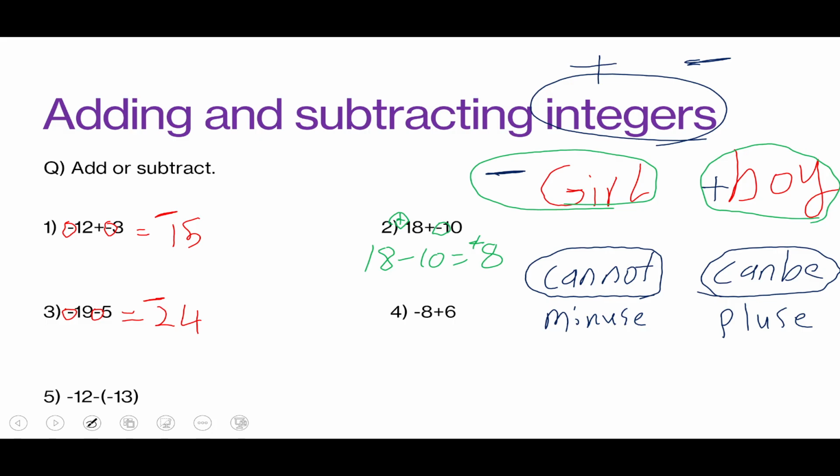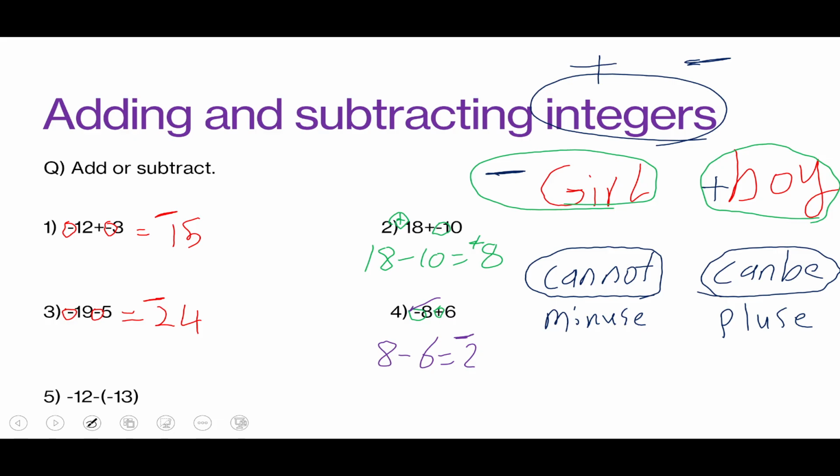One more example, question 4. Negative 8 plus 6. So here this one is negative and this one is positive. So two different signs. Can the girl and the boy be friends? They are different. They cannot be. They are, let's say, fighting. So minus them. 8 minus 6 is 2. But when they are fighting, who is stronger? 8 or 6? 8. So what is the sign of 8? It is negative, right? So I'll write it negative 2.